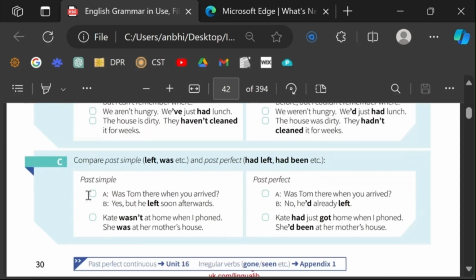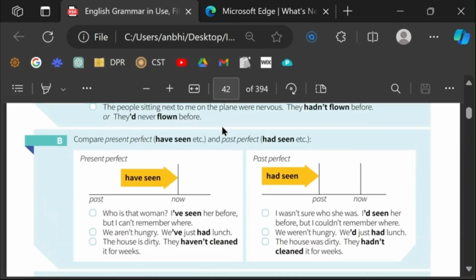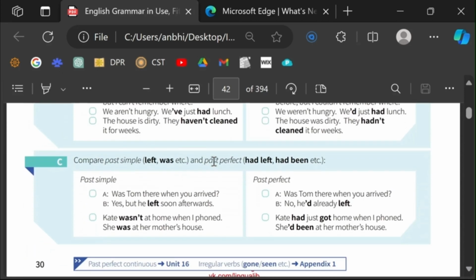Now let's compare the past simple with the past perfect. This was present perfect and present simple. Now past simple and past perfect. Was Tom there when you arrived? This is past simple, you see? Was he there when you arrived? Yes, but he left soon afterwards. So this means in the past, this person arrived and soon afterwards he left. After she arrived. Maybe a few minutes.